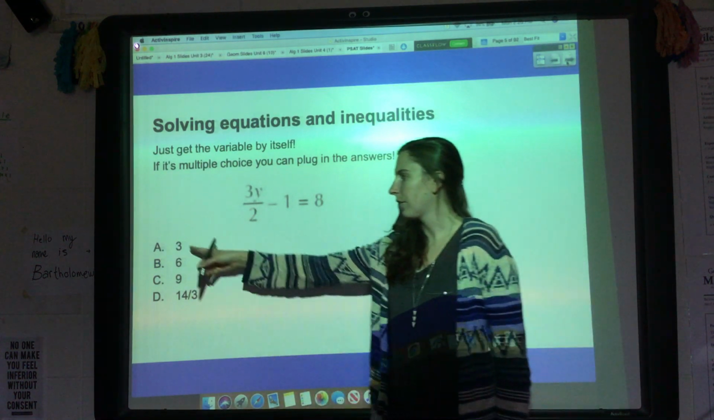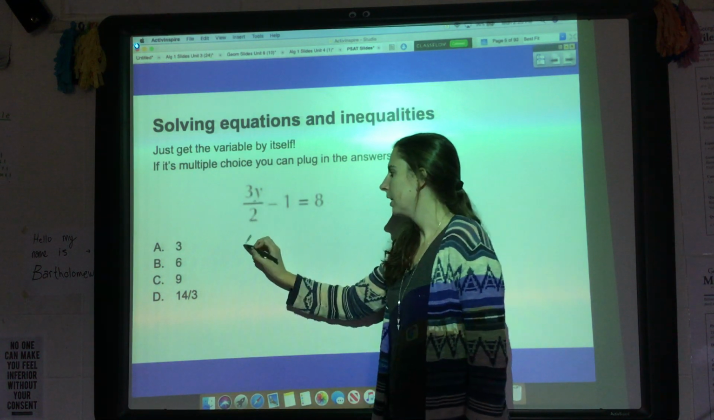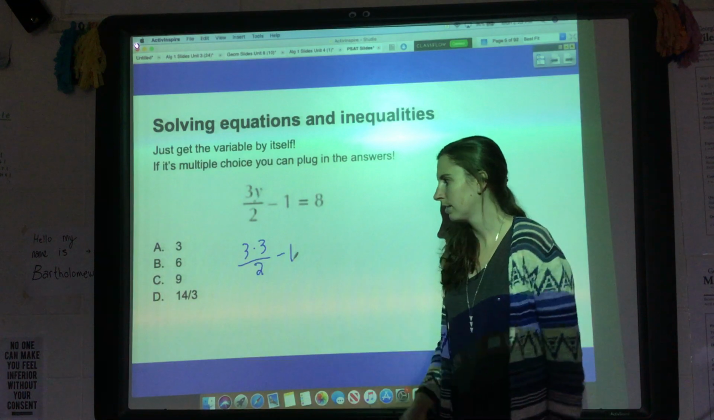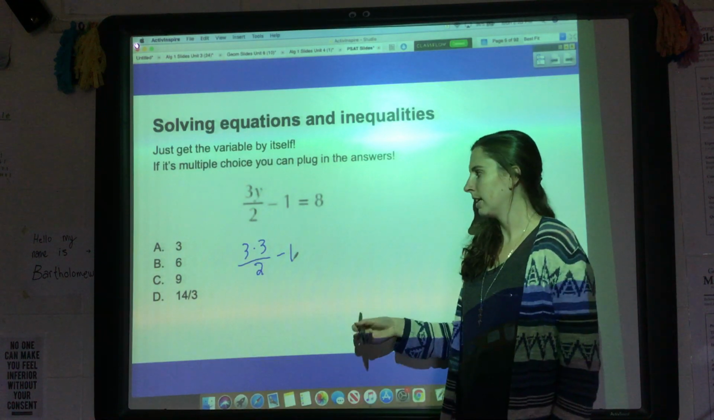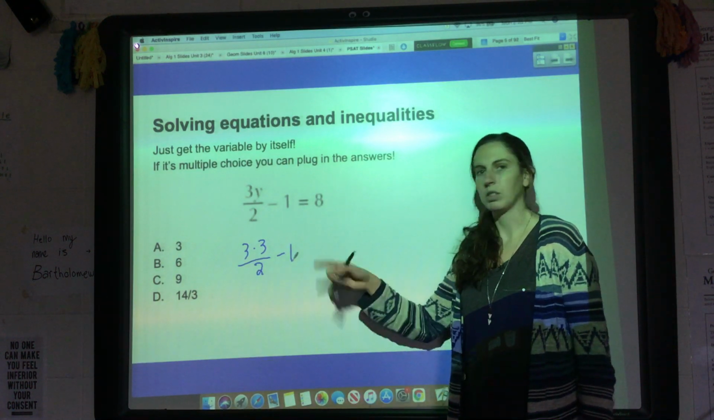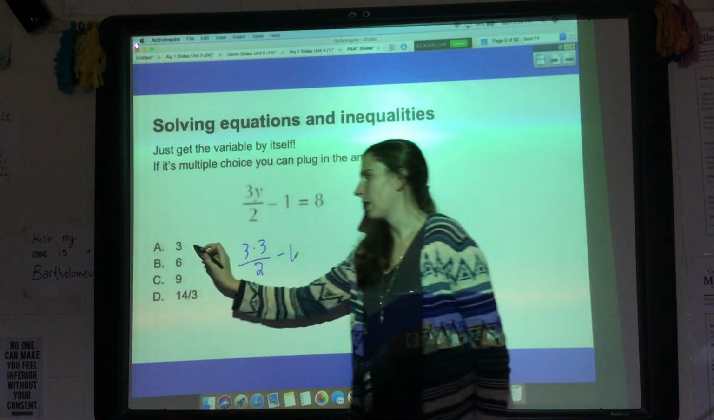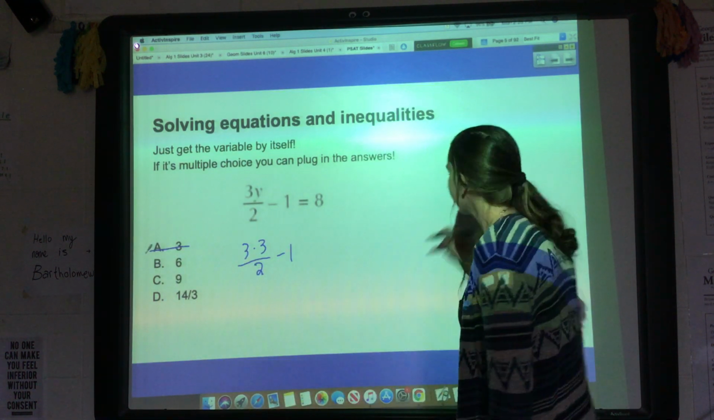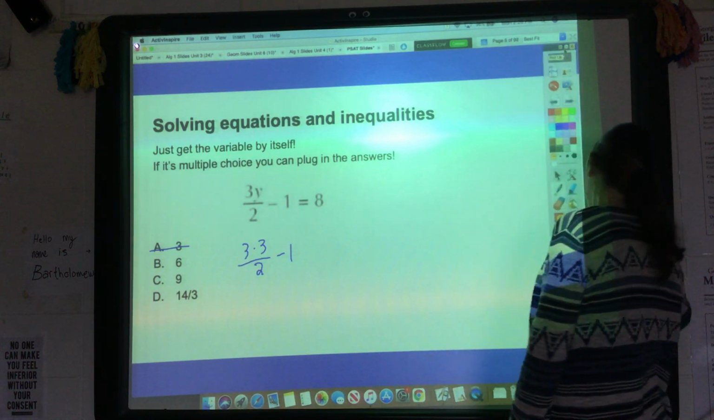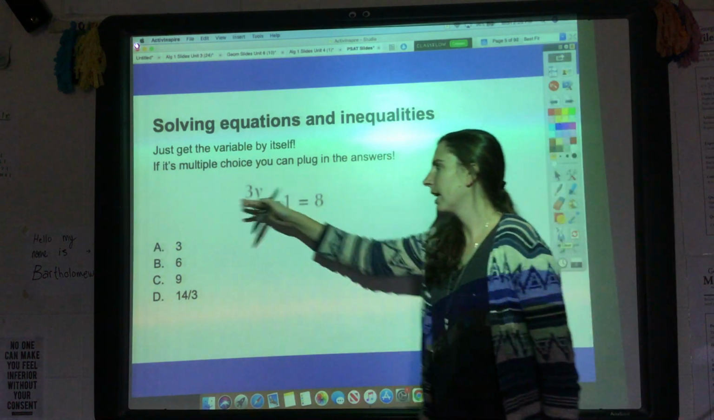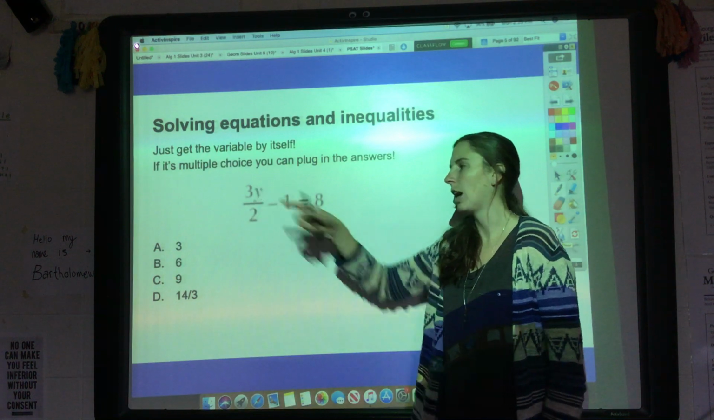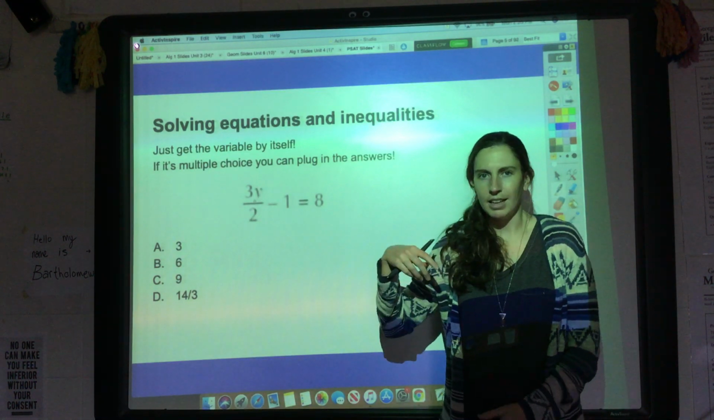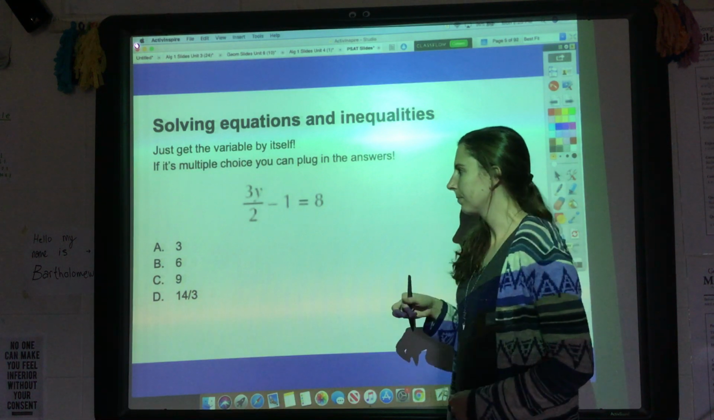So like if I put in 3 for y, does 3 times 3 divided by 2 minus 1 give me 8? And you can just put it in your calculator. That's 9 halves minus 1, so it doesn't equal 8, and so it's not that one. And then you could just go through each one and test them out. If I actually want to solve it, again, just get everything away from, in this case, the y that you're trying to solve for. Again, pause the video, try it, and then you can watch me go over it.